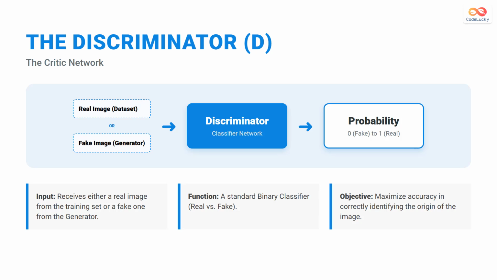The detective is called the discriminator. It is a standard classifier network. It receives images from two sources, the real dataset and the generator. Its job is to assign a probability to the image, effectively saying, I am 90% sure this is real, or this looks fake.